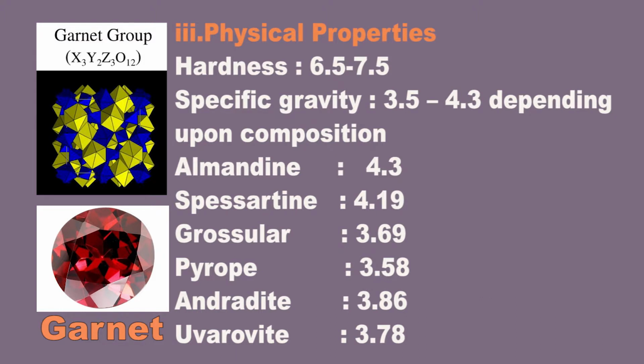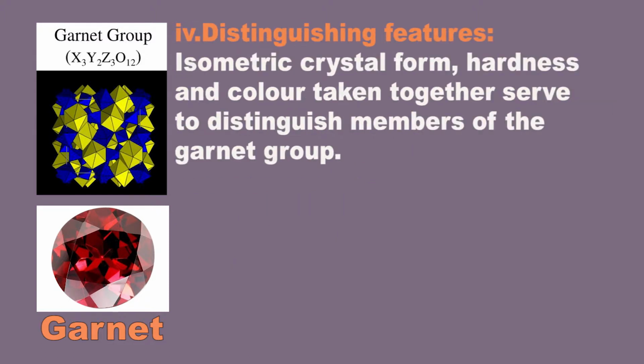Specific gravity varies from 3.5 to 4.3 depending upon composition: almandine 4.3, spessartine 4.19, grossular 3.69, pyrope 3.58, andradite 3.86 and uvarovite 3.78. Distinguishing features: isometric crystal form, hardness and color taken together serve to distinguish members of the garnet group.